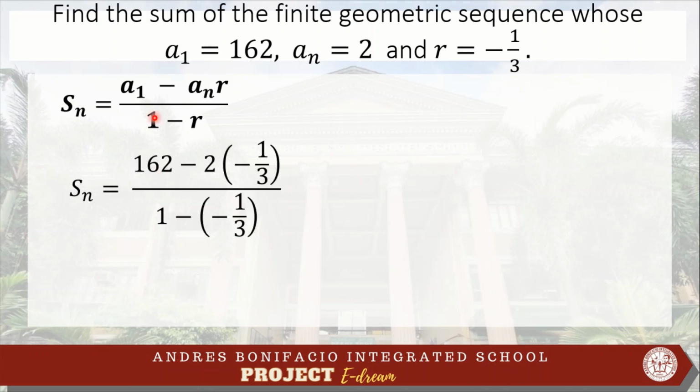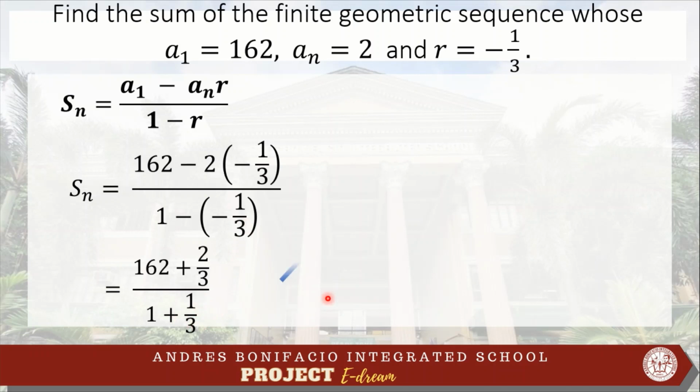Next, we simply substitute the values. We have 162 minus the last term, a sub n, that is 2, times the common ratio, negative 1/3, all over, or divided by, 1 minus the common ratio, negative 1/3. Now we simplify. We have here 162. Negative 2 times negative 1/3 becomes positive 2/3. So we have plus 2/3. All over 1, and negative of negative becomes positive, so we have 1 plus 1/3.